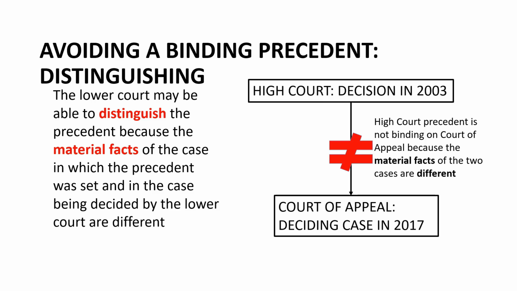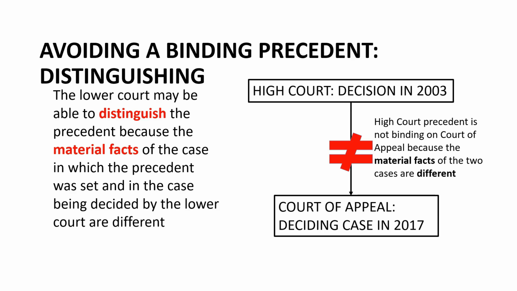Now, if the material facts of the two cases are different, that is, if the material facts of the case before the High Court in 2003 are different from the material facts of the case before the Court of Appeal in 2017, then the Court of Appeal is not bound to follow the High Court's decision when the Court of Appeal is deciding its case in 2017.